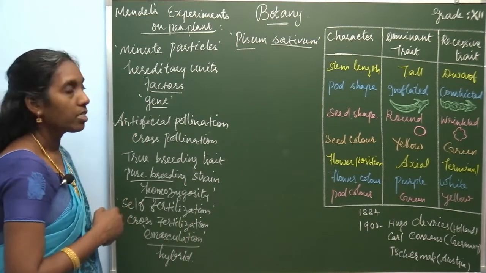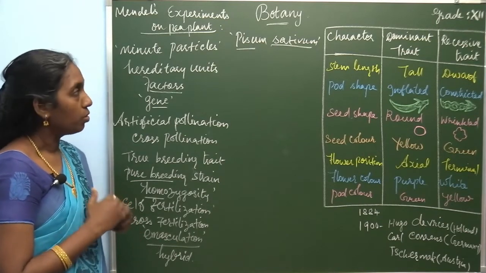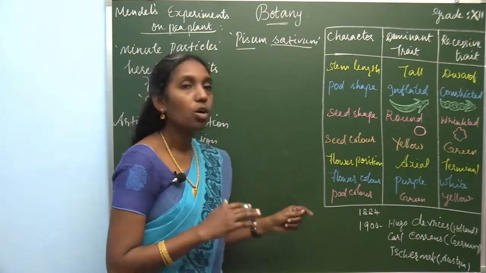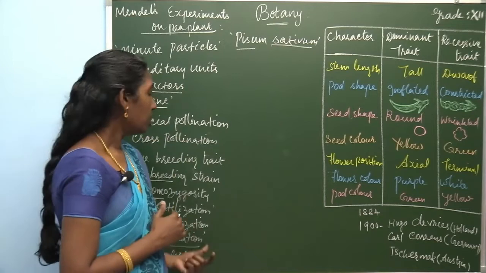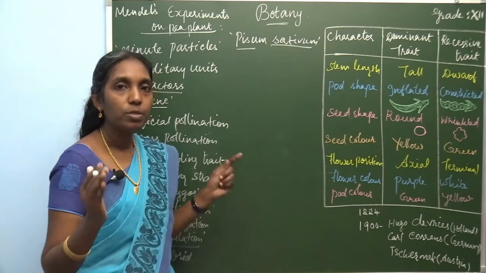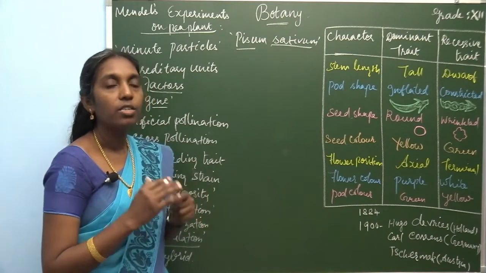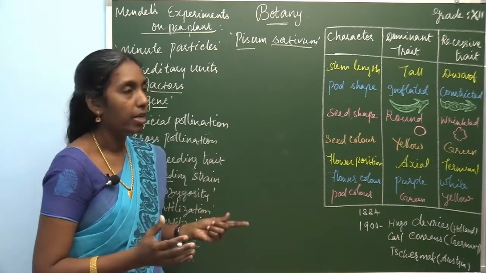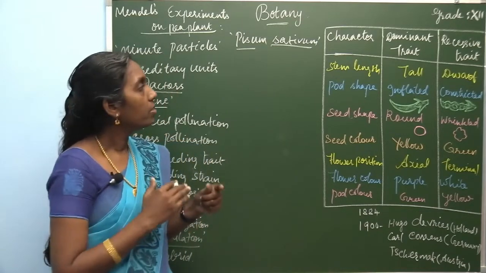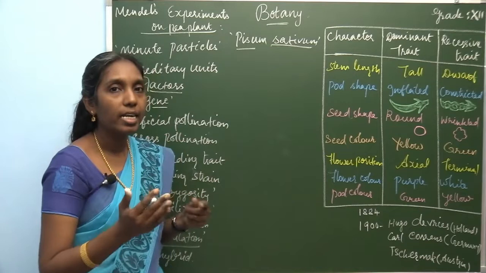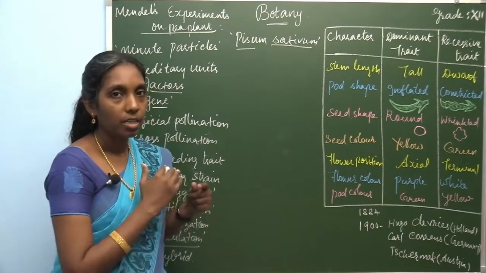variety. Hybrids are formed, and Mendel chose 7 different contrasting characters for his hybridization experiment. What is a hybrid? When 2 different varieties are allowed to cross, in the F1 generation a new variety is formed, which is called a hybrid. So this hybrid is formed by selecting 2 contrasting characters. There are 7 characters he chose.